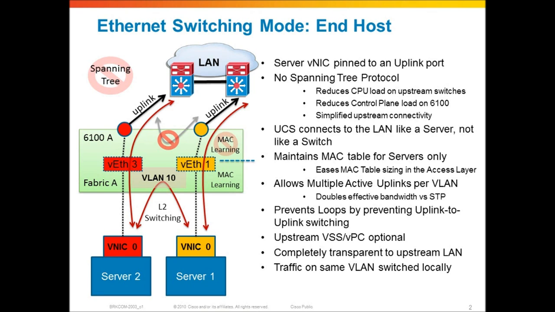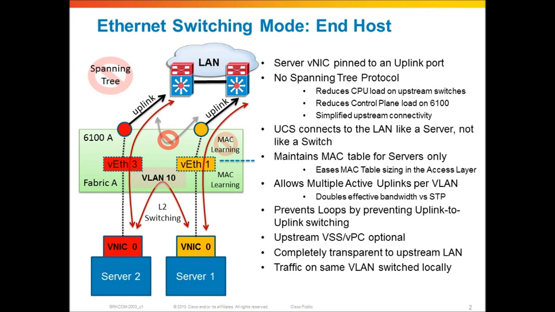It has been simplified with a new forwarding mode called end host mode, and this is the mode that's on by default when you first turn on the system. So one of the things that end host mode does that's very similar to a typical layer 2 switch is the fact that it does local switching for servers that are on the same VLAN. So you can see here we've got server 1 and server 2 on VLAN 10, and any traffic between these servers on the same VLAN will be locally switched by the Fabric Interconnect, just like any layer 2 switch would do.